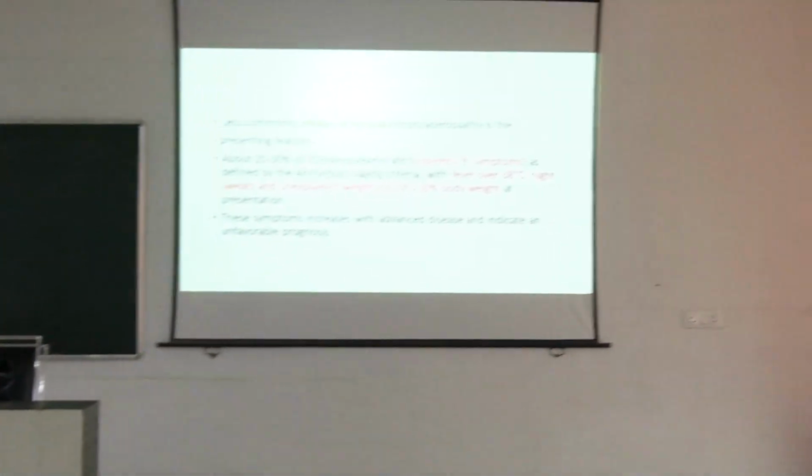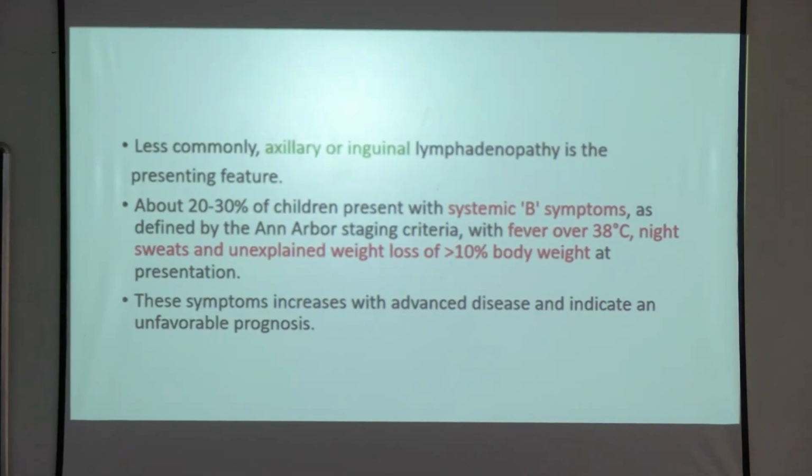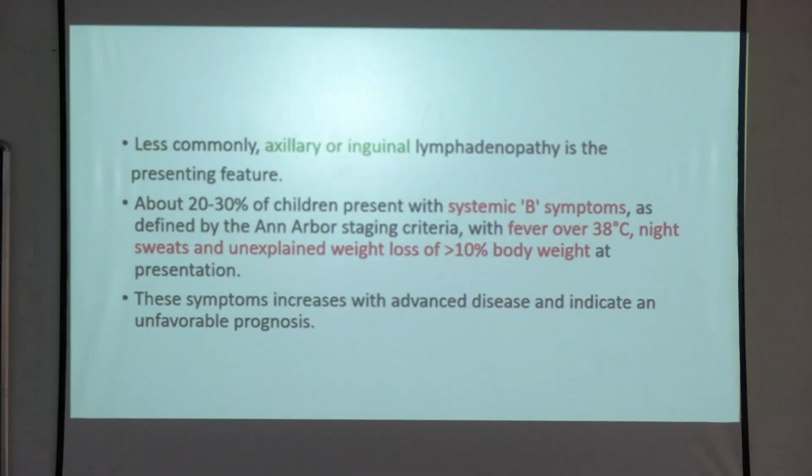The staging of Hodgkin's lymphoma is called Ann Arbor staging. এটা MCQ তে আছে, Ann Arbor staging. So there are three B symptoms: fever, night sweat and unexplained weight loss. These symptoms increase with advanced age and are an indication of poor prognosis.